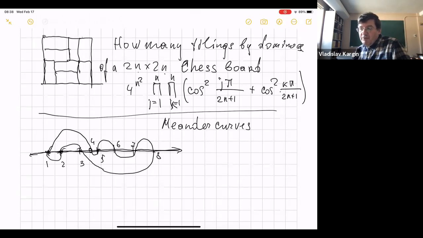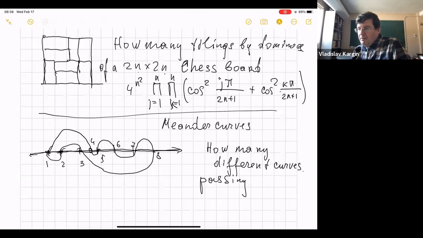So this is 8 bridges here. And you can ask the question of how many shapes of a river you can draw. How many different curves, right? Passing, say, 2n bridges. So here n is equal to 4.